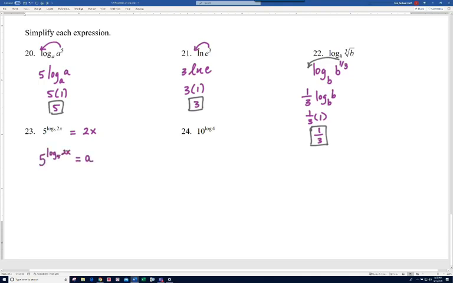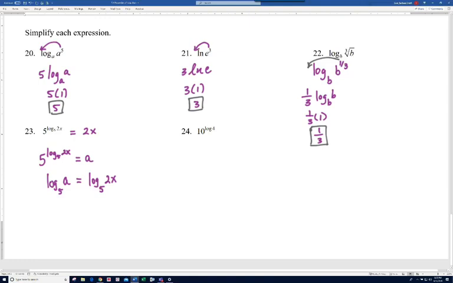Let's just say 5 to the log base 5 of 2x is equal to a. Well, this is an exponential equation: base, exponent, answer. So let's go ahead and write this in log form. It'll be log base 5. The answer in the exponential form is a, and so that goes here. And the logarithm goes on the other side. Remember, it's base, exponent, answer.